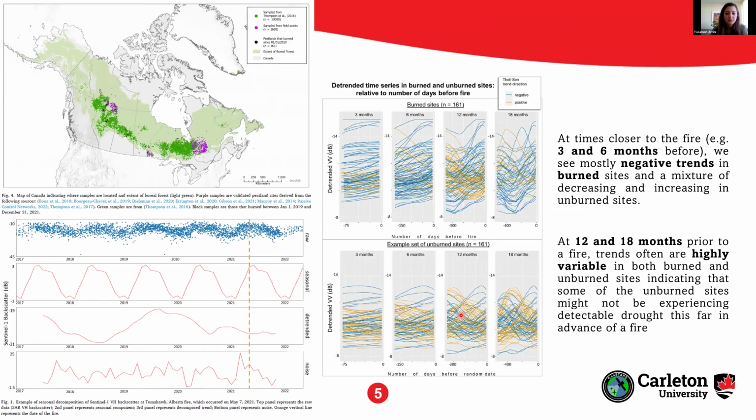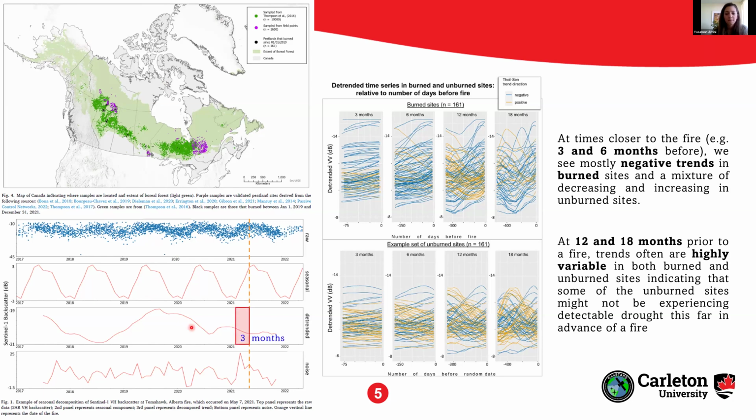So here we randomly selected over 10,000 peatland locations across Canada. You can see on the top left figure all the sample points. And on the bottom, you can see an example of how we decompose Sentinel-1 backscatter data. The blue line is the raw data, and then we break it down into seasonality, trend, and noise.